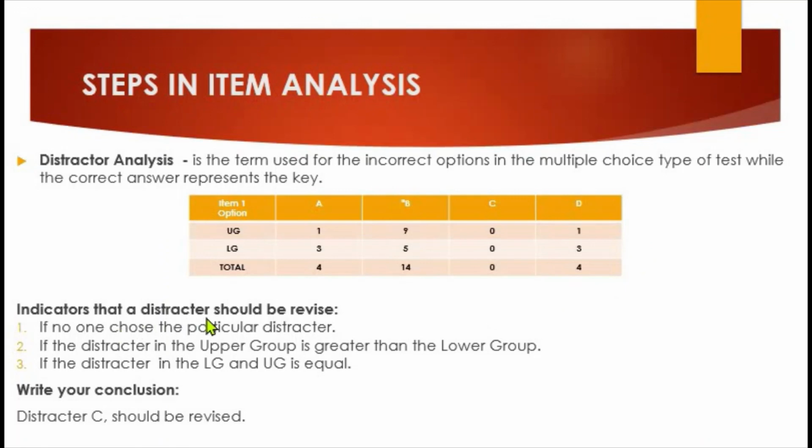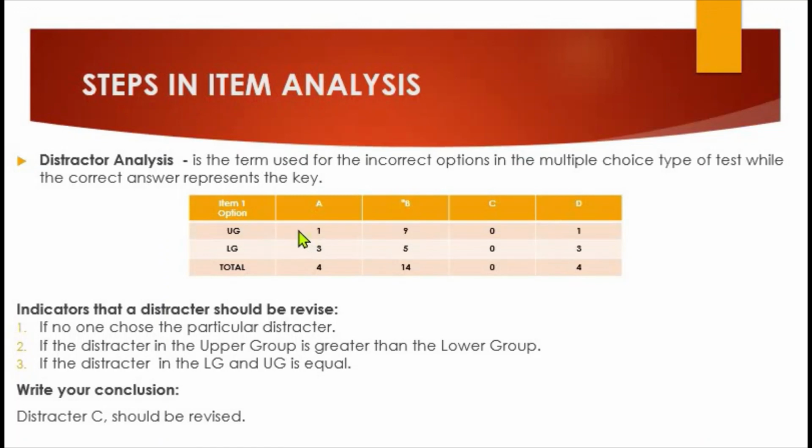So, meron po tayong indicators that a distractor should be revised. Number 1, if no one chose the particular distractor. So, di ba nga, makikita natin na itong letter C, wala talagang pumili. So, we can say na itong letter C talaga is revised talaga. Number 2, if the distractor in the upper group is greater than the lower group. So, kung titingnan natin ang option A at option D, makikita natin na mas malaki yung lower group kesa sa upper group. So, hindi natin to i-change. Kasi nga, yung normal talaga is malaki yung lower group kesa sa upper group.